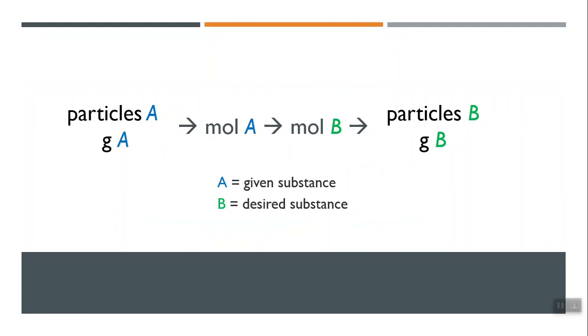So when we do these problems, you're going to see that I'll be using this kind of pathway or guideline. So we have particles of A or grams of A. They're going to start in the same position, and it's going to go into moles of A, it'll go into moles of B, and then it'll go back out to particles or grams of B. So A, in this case, is your given substance. B is your desired substance.